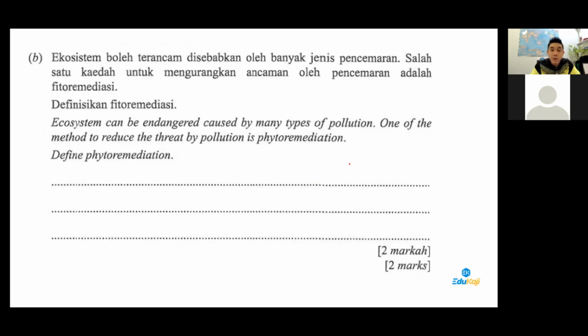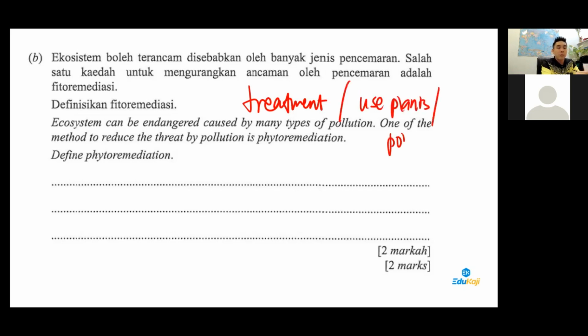Ecosystem can be endangered by different types of pollution. One of the ways to reduce it is through phytoremediation. Do you remember phytoremediation? I think Form 5, Bab 5. You just have to give the definition. Very simple. It is a treatment whereby we use plants to get rid of pollutants.